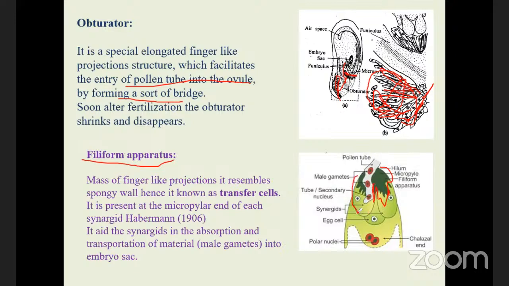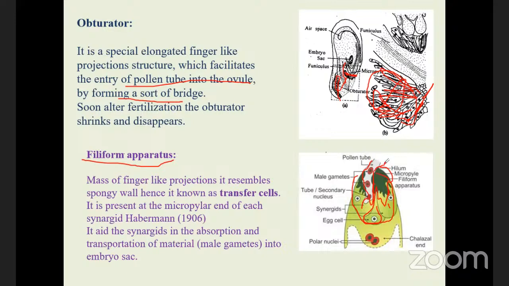In the egg apparatus, three cells are there. The middle, big one is the egg cell, and on the two sides, two synergids are there. Three cells, three nuclei. But the pollen tube does not reach directly toward the egg. First the pollen tube reaches toward the ovule egg through the synergid cell, through the synergids.